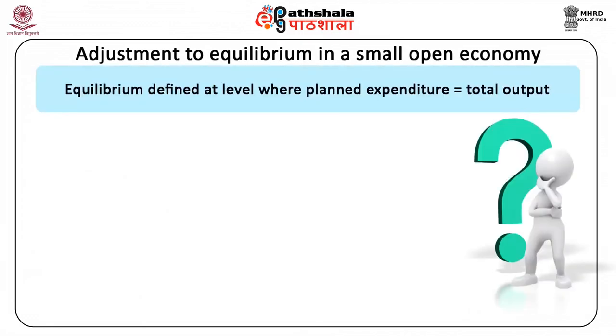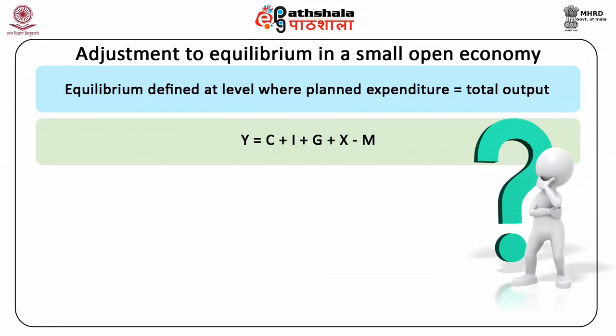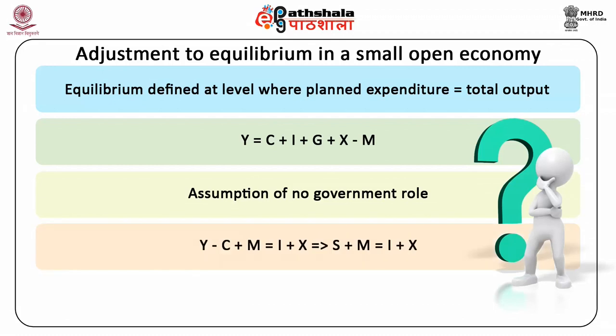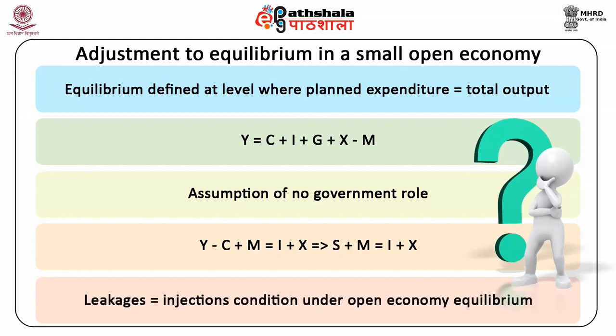Equilibrium is defined at the level where planned expenditure is equal to the total output, where Y is equal to C plus I plus G plus X minus M. Retaining the assumption of no government role, the above equation can be restated as Y minus C plus M is equal to I plus X. S plus M is equal to I plus X. This is the leakages equal to injections condition under open economy equilibrium.